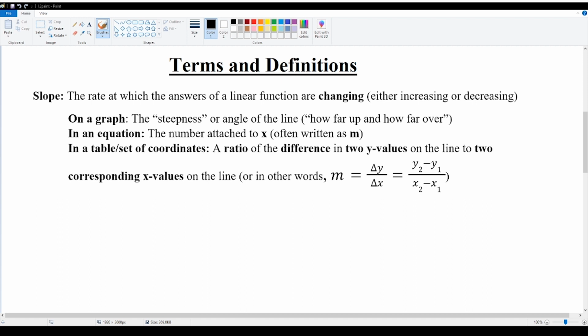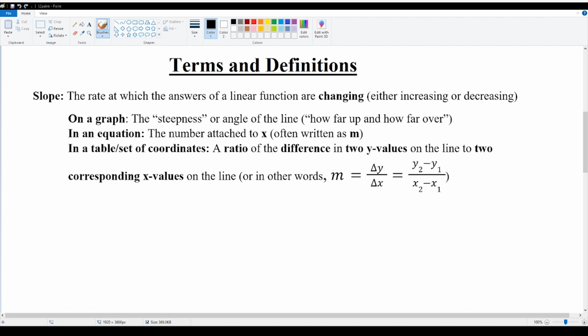In an equation, you can usually just directly look at whatever number is attached to x, or the parenthesis set x minus some point. It will also be written as m sometimes if it's given to you. And in a table or just a set of coordinates or points on a line, you can get to the slope by doing the slope formula, which is taking the difference or the subtraction of any two y values and dividing that by the difference between those y's corresponding x values.